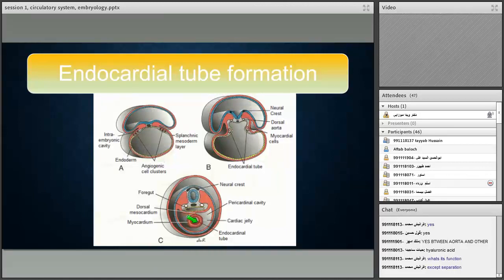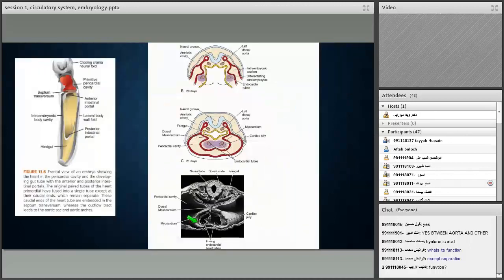Also, we can see some proepicardial organs on the mesenchymal cells which are located at the caudal border of the dorsal mesocardium. At the dorsal side of the mesocardium, we can see some proepicardial. Look at here, also here we have the cardiac jelly, endocardial tube, and this is myocardium. It's before the folding, and after that these tubes are connecting to each other and we will see just one cardiac tube.